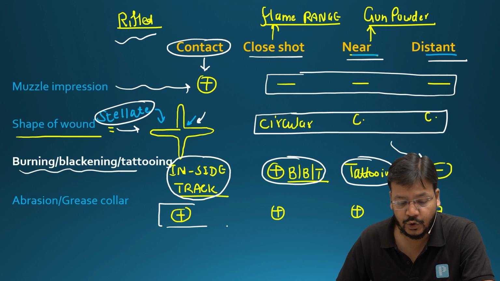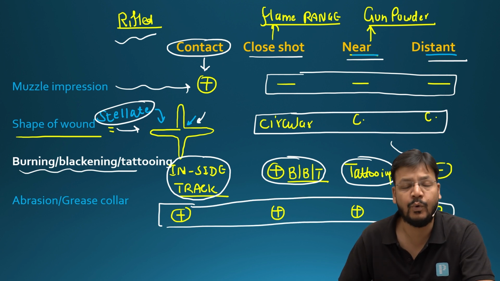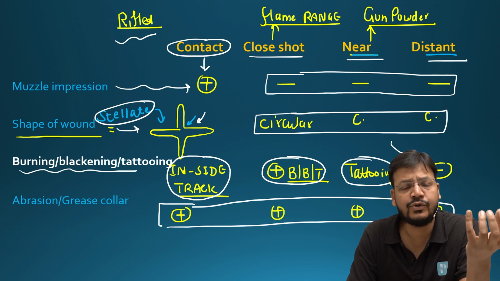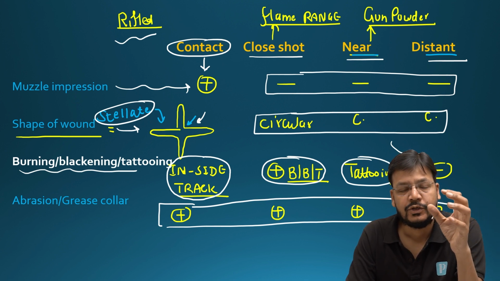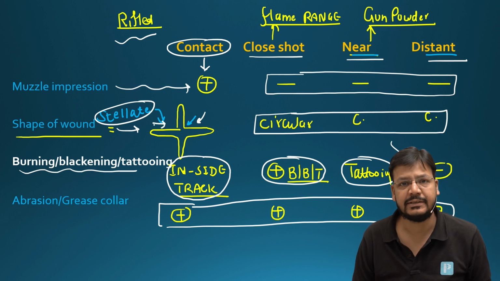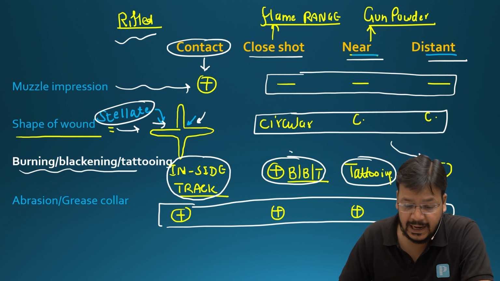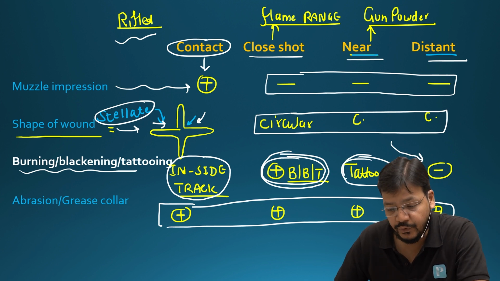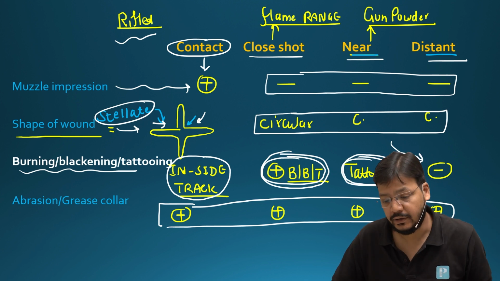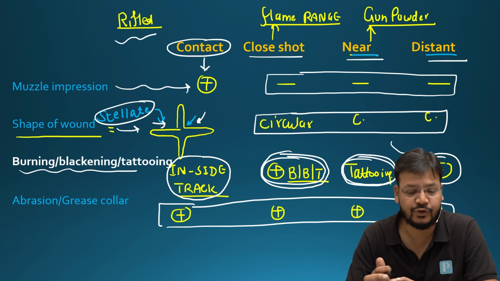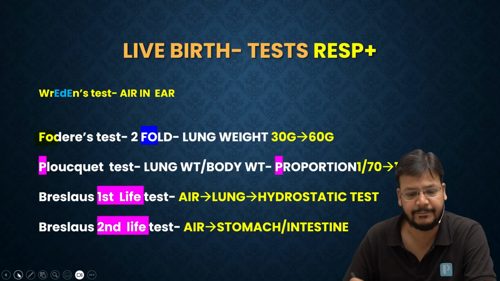Abrasion and grease collar are present in all shots, like contact, close, near, and distant. You can see the stellate shape in the contact shot. Burning, blackening, and tattooing will be in a close shot. Only tattooing in a near shot, and burning, blackening, and tattooing will all be absent in a distant shot. Just remember this very important concept.